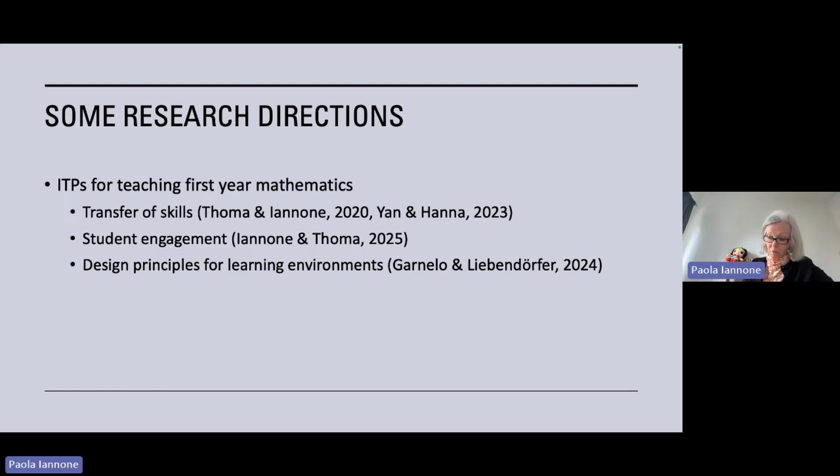So the idea is that I introduce them to this tool, but I still want them to write proofs in pen and paper. So we talk about transfer of skills. We want to talk about student engagement. So what happens when the students interact with the systems? And we also need to think about this idea of design principles for learning environments. And this is the work by Irene Garnello at Paderborn University, and Michael Liebendorfer is Irene Garnello's PhD study at the moment. This means that if I want to design a learning environment for my students, are there certain things I need to think about? What are the best ways of doing it, in a sense?